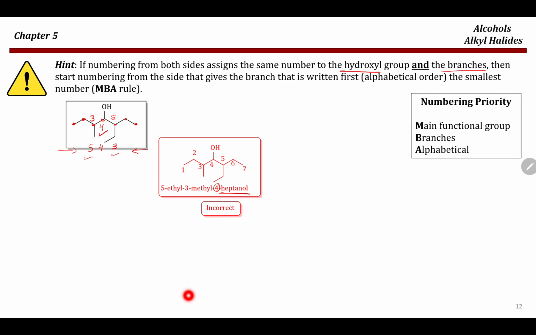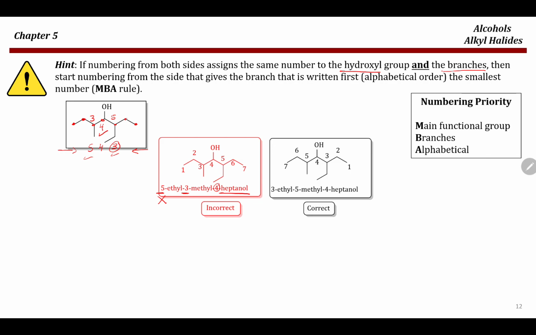Since I'm getting the same numbers in different ways, in this case we use the alphabetical order rule. The group which is written first should be given the smallest possible number. Since ethyl goes first, then ethyl should be given the smallest possible number, and that's why this is incorrect, because I'm giving ethyl 5 and methyl 3. The correct name will be this one: 3-ethyl, 5-methyl, 4-heptanol. So always give your OH group the smallest possible number.